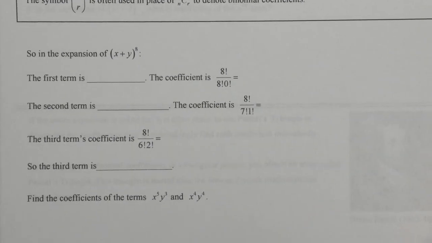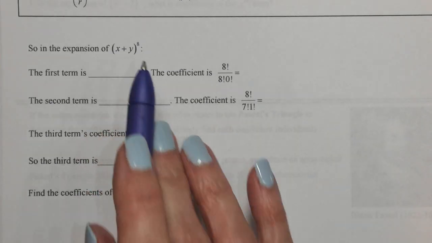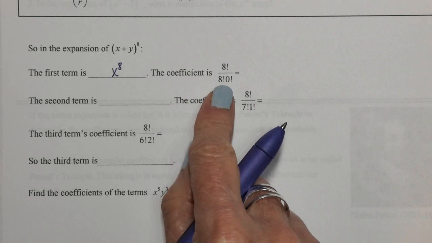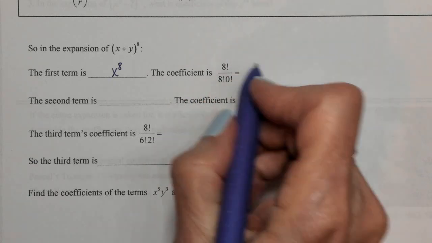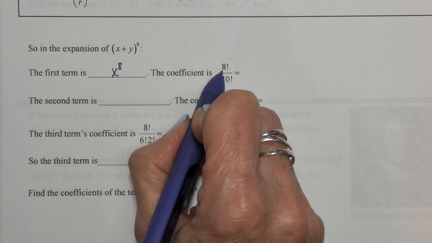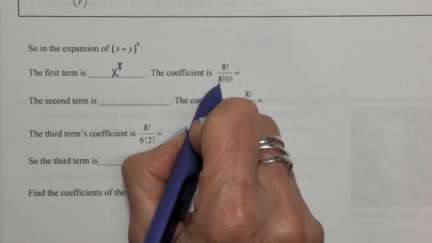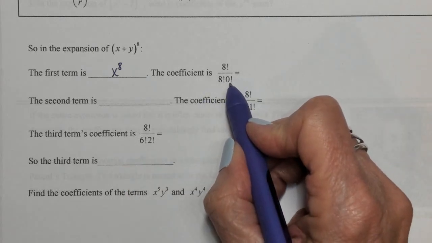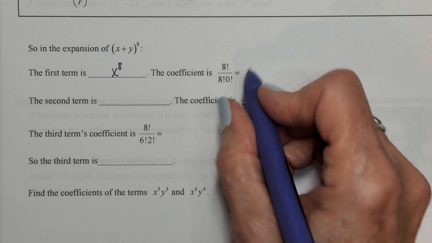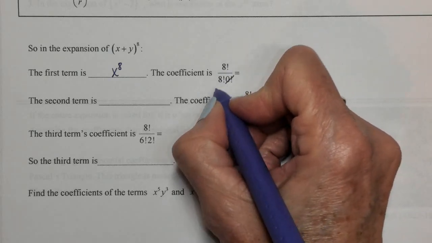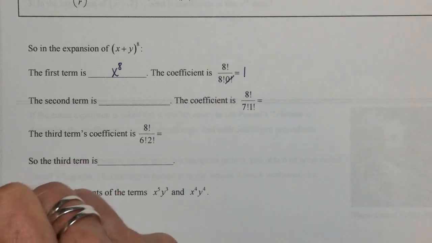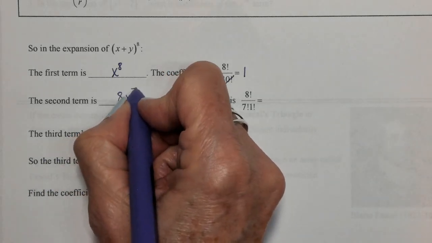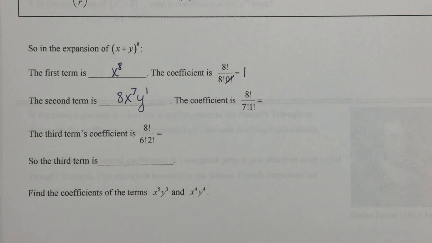So in the expansion of (x plus y) to the eighth, the first term is x to the eighth. We could use this to get that coefficient: 8 factorial divided by the x exponent factorial times the y exponent factorial. Remember, 0 factorial is 1, so that is just 1, and I have 8 factorial over 8 factorial, and that is just 1. The second term is going to be 8 x to the 7th, y to the 1st, right?